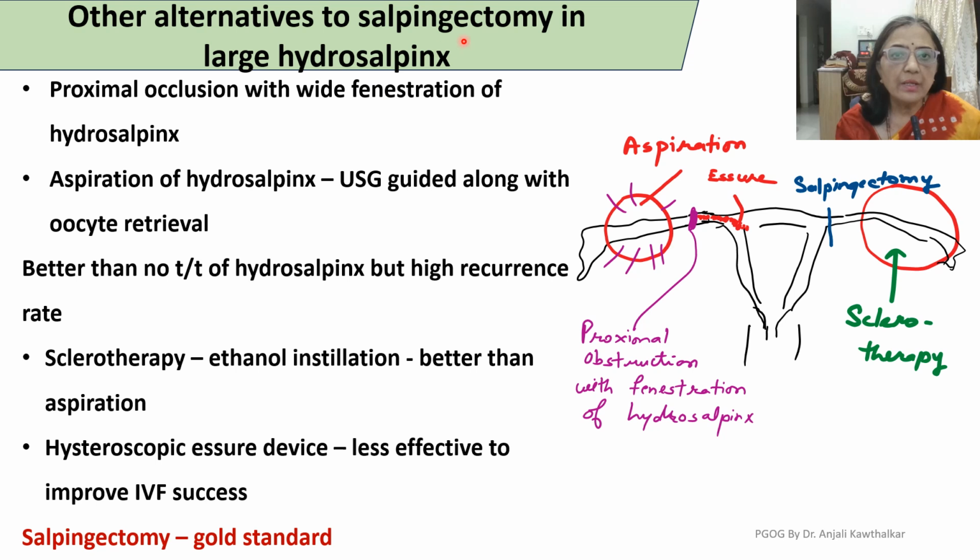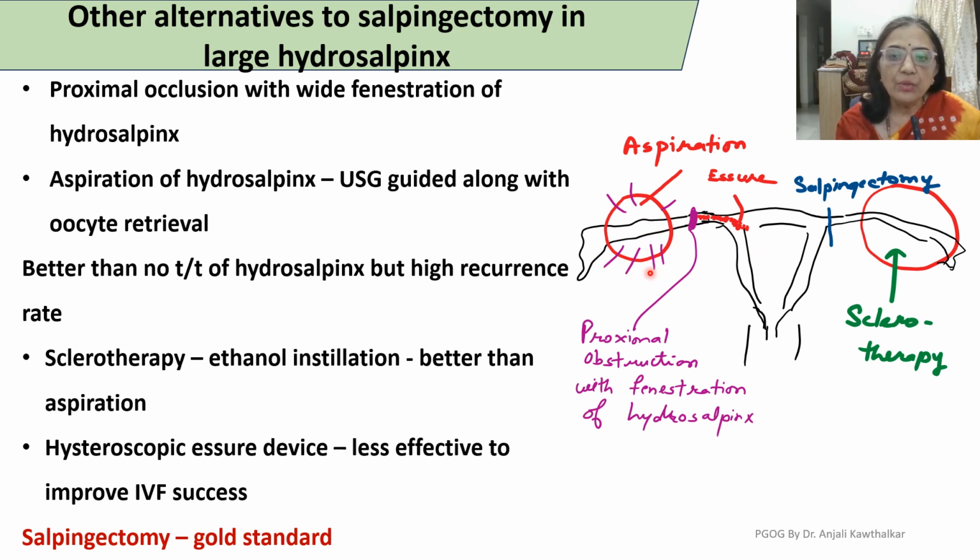So, what are the other alternatives to salpingectomy in a large hydrosalpinx if salpingectomy is not safe? What else can we do? We can do proximal occlusion with laparoscopy with wide fenestration of hydrosalpinx. Here the tube is occluded proximally wherever it is possible. Wherever adhesions are less, just proximal occlusion of the tube laparoscopically will take care of the ill effects of hydrosalpinx on the IVF. That is the idea.